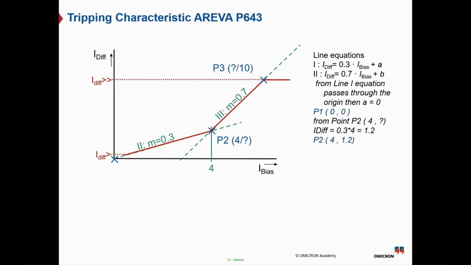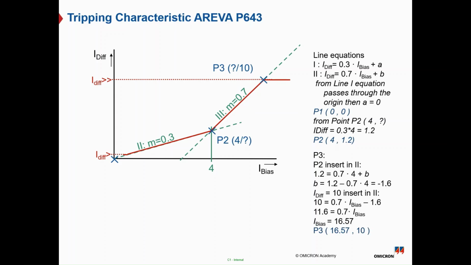So we can now check point 2. For point 2, we have the given value of the I bias, which is the intersection point between slope 1 and slope 2. So we can define the I differential value by using the equation: I diff equals slope multiplied by the I bias. So I diff equals 0.3 multiplied by 4, which is 1.2.